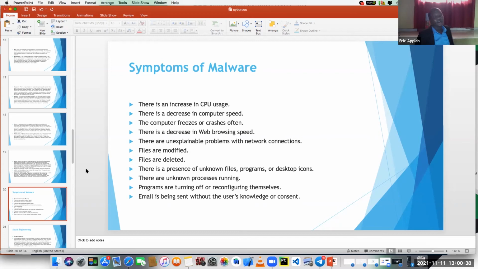The computer is either crashing or freezing. And then there is a decrease in web browsing speed. The network connections are not working. And then you can see that files are either modified or deleted. In other instances, you can also see the presence of unknown files, programs or desktop icons. There are also unknown processes. And this can be detected using Activity Monitor or the Task Manager on Windows. Activity Monitor is for Mac machines. And then you can also see that emails are being sent without the user's consent.